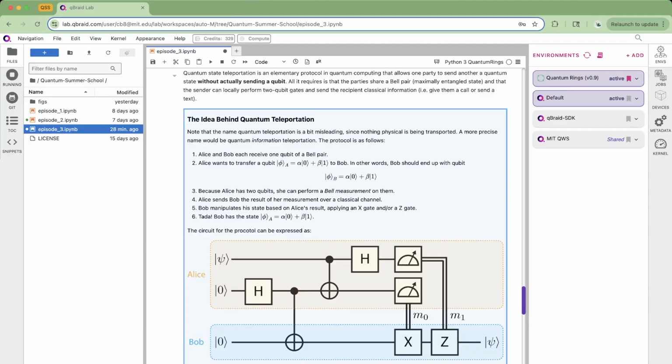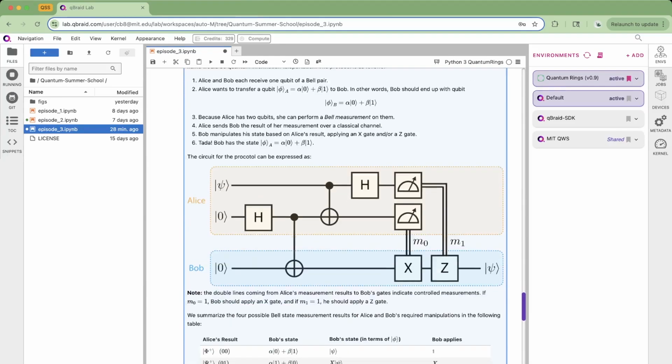Because Alice has 2 qubits, and the Bell states form a complete basis for 2 qubit states, Alice can perform a Bell measurement on those 2 qubits. Then Alice is going to send Bob the results of her measurement over a classical channel. Bob is going to manipulate his state based on Alice's result. And then Bob is going to have the state psi.